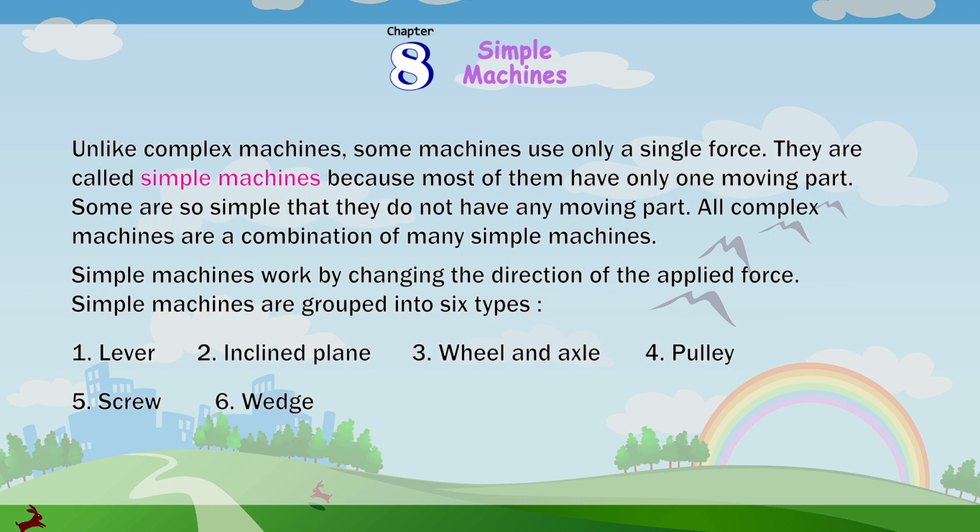Unlike complex machines, some machines use only a single force. They are called simple machines because most of them have only one moving part. Some are so simple that they do not have any moving part. All complex machines are a combination of many simple machines. Simple machines work by changing the direction of the applied force.